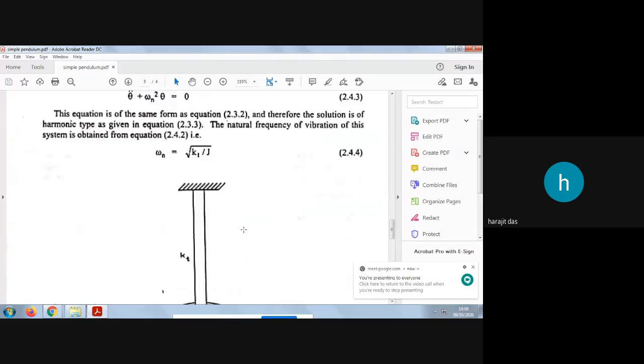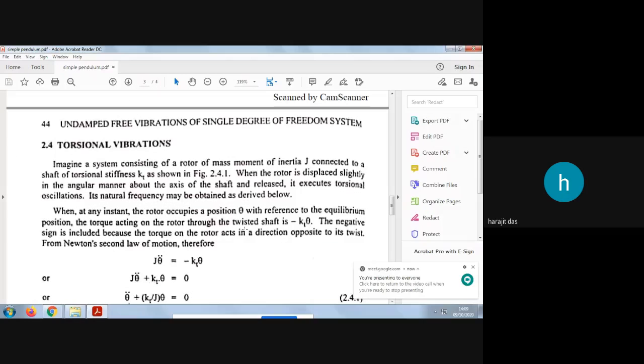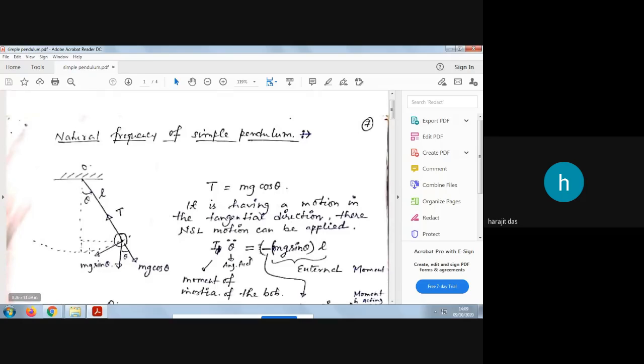the topic. So in the last class, we have seen how to find out the natural frequency or the equation of motion for a simple pendulum. So what we did, we displaced the system, towards the right side with a small angular displacement of theta. So at this instant, the mass acquires velocity theta dot and acceleration theta double dot.